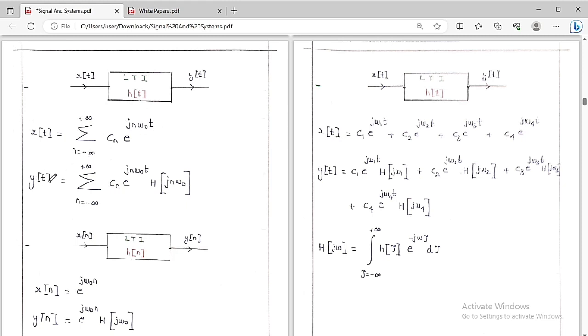And what is y of t? y of t is equal to sigma n equal to minus infinity to plus infinity Cn. See, I already told you, because it is the LTI system.